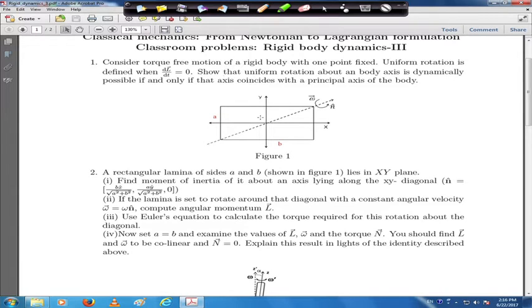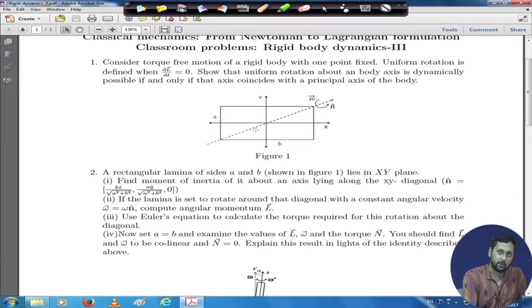So, the next problem is a problem of a rectangular lamina. Rectangular lamina which has sides A and B, which is shown in the figure, and it lies in the xy plane. Now, in this plane, we define an axis of rotation which runs through the diagonal of this lamina.